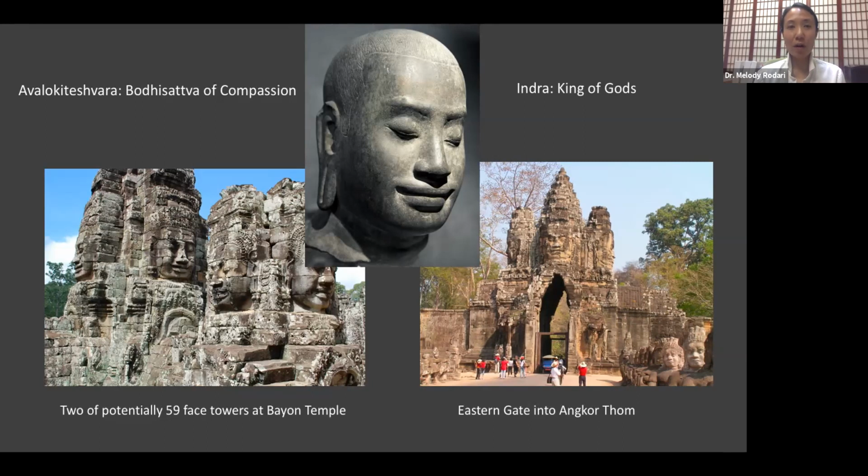So, if you are a patron or a craftsperson making an image of a god, you are most likely going to base that image on the most important person in society at that time period, which is the king. And certainly, kings of the Angkorian Empire styled themselves as Deva Rajas. So in other words, god kings. They were both political and religious powers.